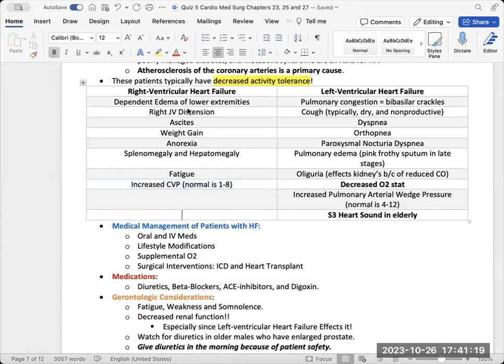But the best way to remember it is left, L L, left backs up into the lungs. I expect to have lung problems with this patient.